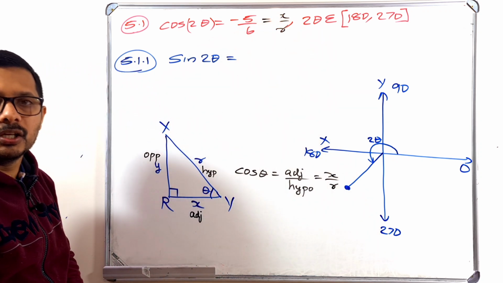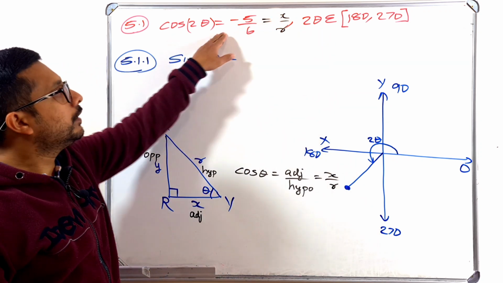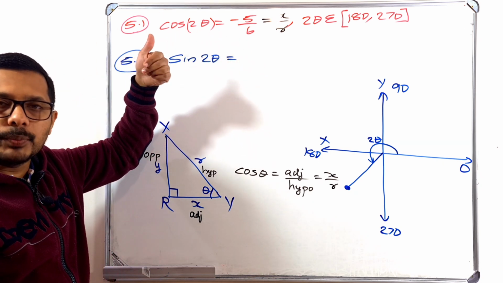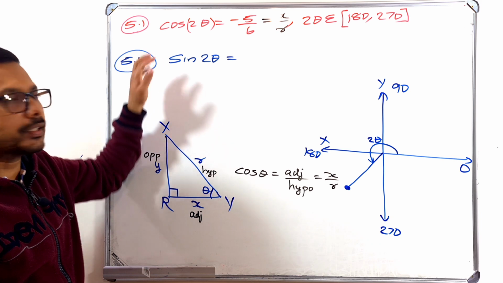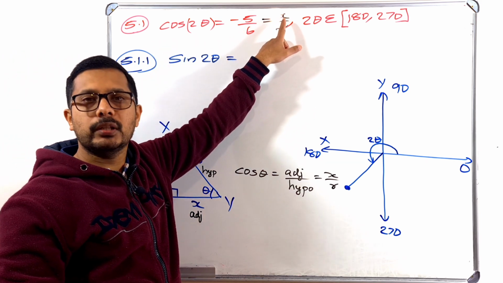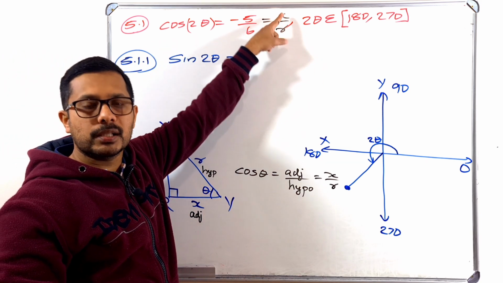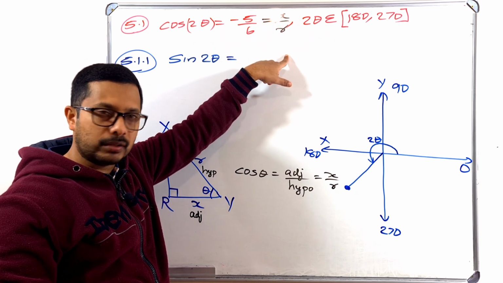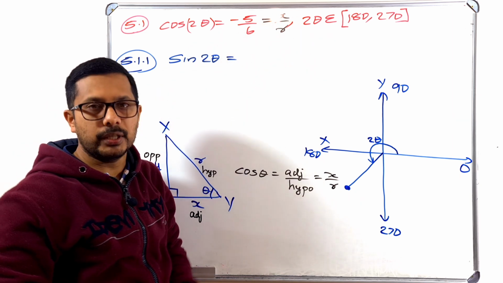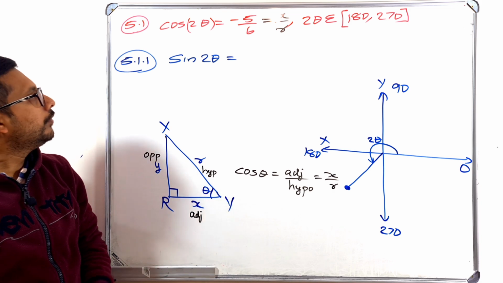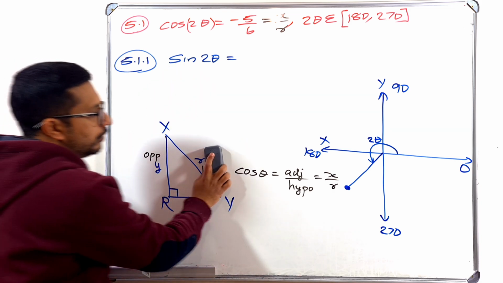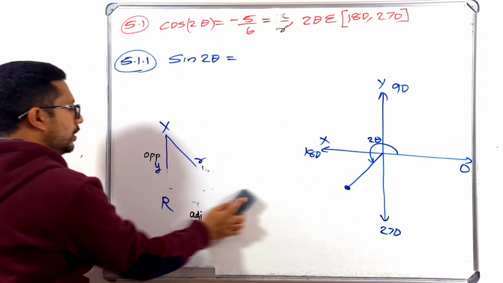You understand? Once you have a question like this, you have to check what cos is: adjacent side by hypotenuse. Adjacent side we represented with x, hypotenuse with r. So x over r. Now we have to find sine 2 theta. Before that, look at this one. Let me erase all of these.